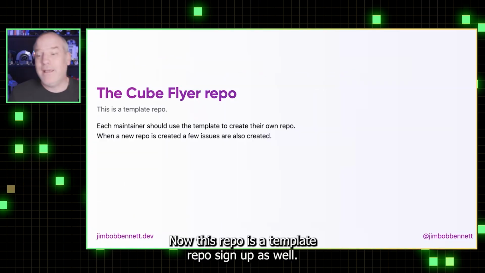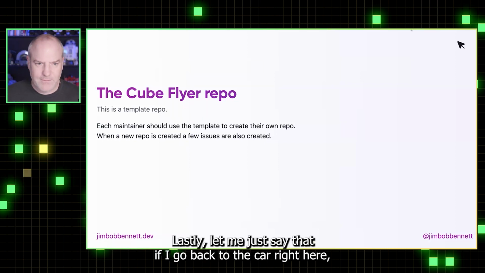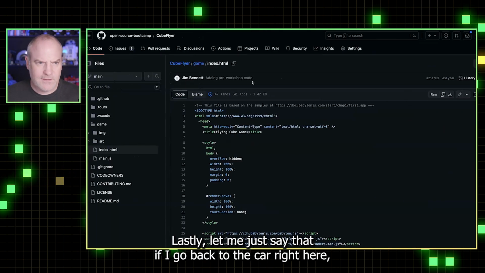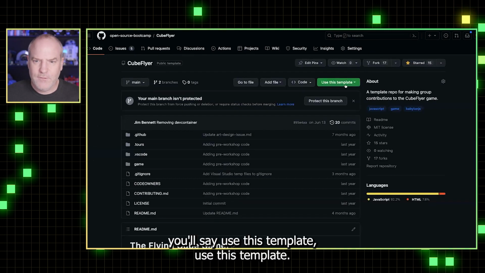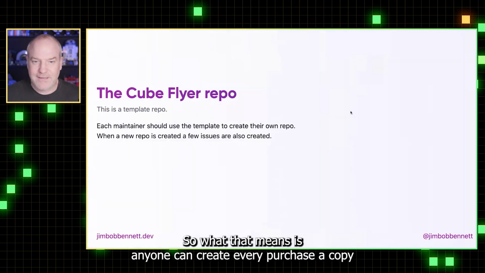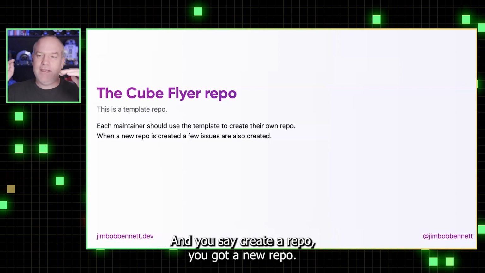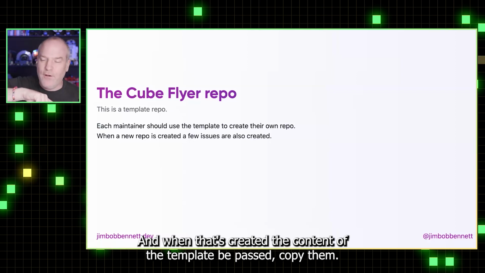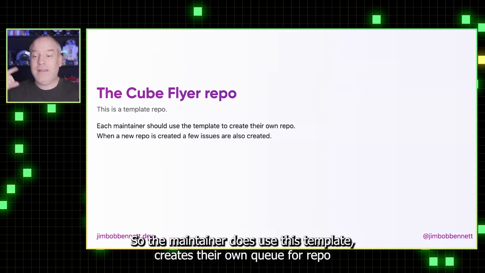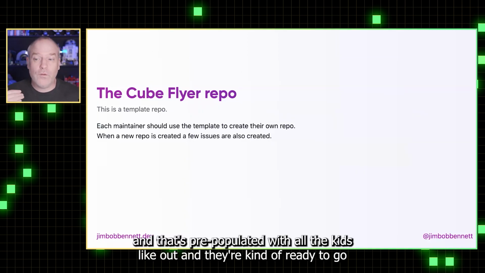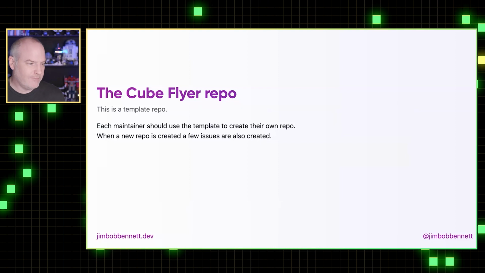Now, this repo is a template repo. I'll show you that bit as well, actually. If I go back to the code here, you'll see use this template. So what that means is anyone can create a repo that's a copy of this. A template repo is a repo that's pre-configured with some content in there, and you say, create a repo, you get a new repo, and when that's created, the content of the template repo is copied in. So the maintainer does use this template, creates their own Kubefly repo, and that's pre-populated with all the Kubefly code, and they're kind of ready to go.